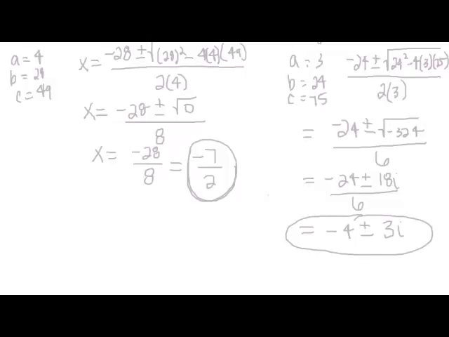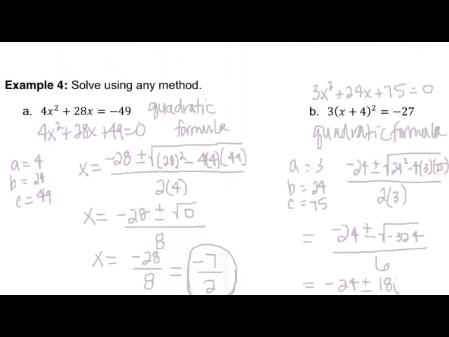So again, you'll notice we got the same exact answer with that last method of solving. Now, you may notice that 3x squared plus 24x plus 75 will not factor, so that's why I didn't show you that method. So again, all 4 methods will work. It's just a matter of determining which one is the best one to use for the problem.